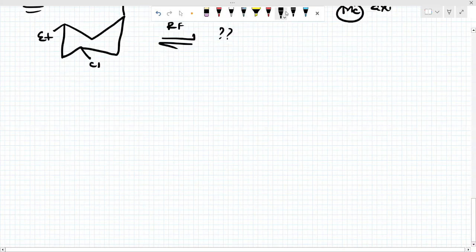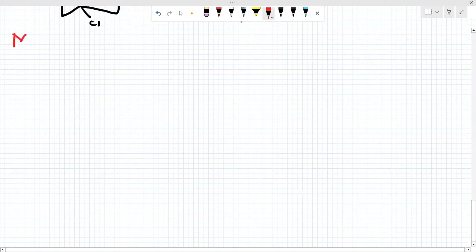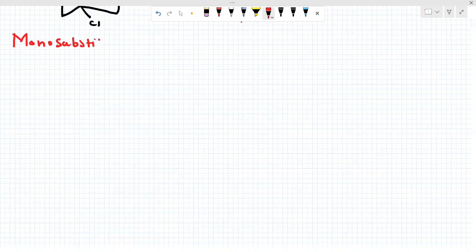Next topic: mono-substituted cyclohexane. Listen, in the case of CSIR, at the exam level, they will ask di-substituted and tri-substituted also. In our CUET, even IIT JAM, they will ask too. In the case of this exam level, mono-substituted is enough.